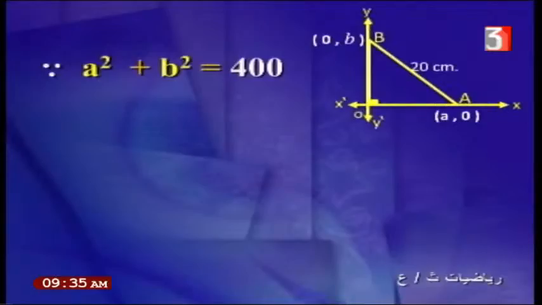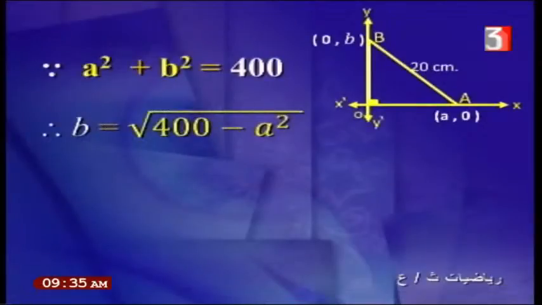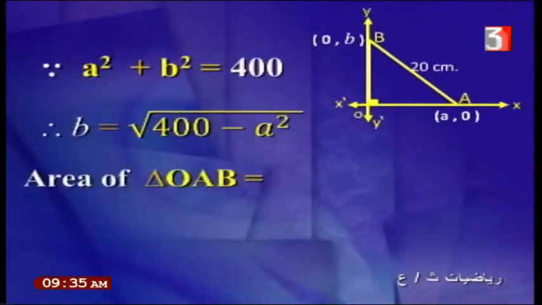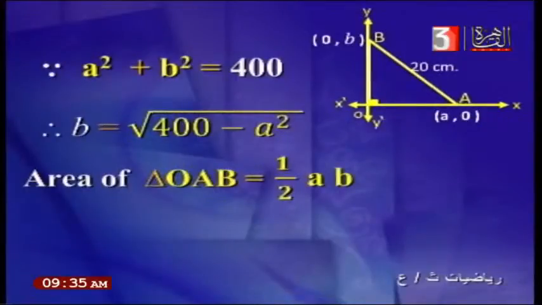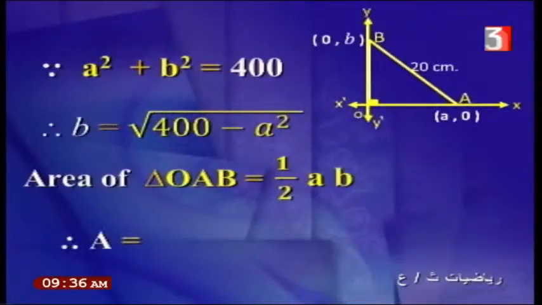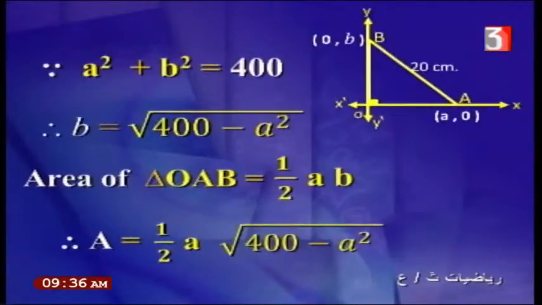equals 400. The relation between A and B can be written in the form B equals square root of 400 minus A power 2. Now we have the value of B in terms of A, and the area of the triangle OAB equals half base times height, half A times B. Area A equals half A times B, which equals half A times the square root of 400 minus A power 2.